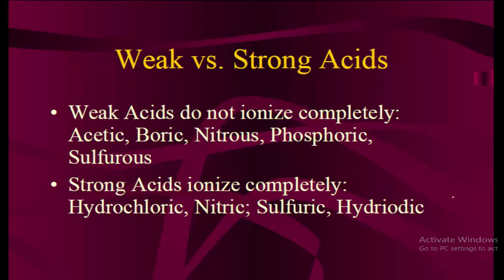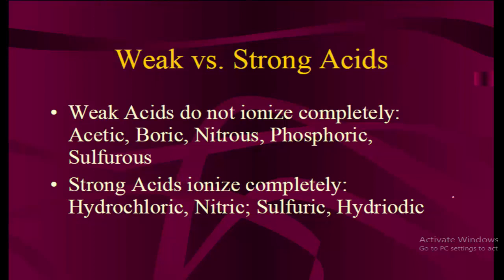Then in acids we can observe two types. Those are weak acids and strong acids. Most substances do not all have the same power. Some of the acids are very weak and some of the acids are very strong. So what do weak acids and strong acids mean?